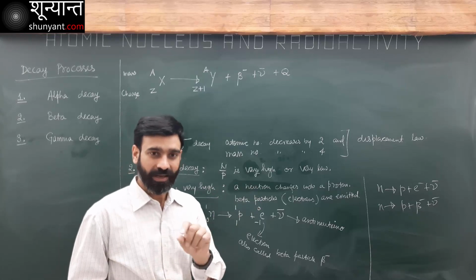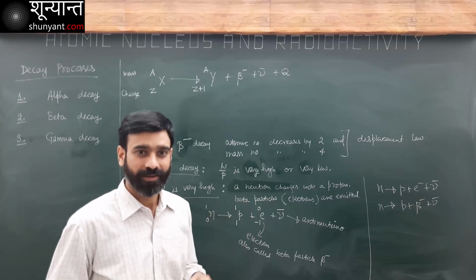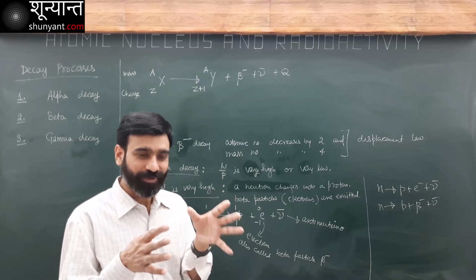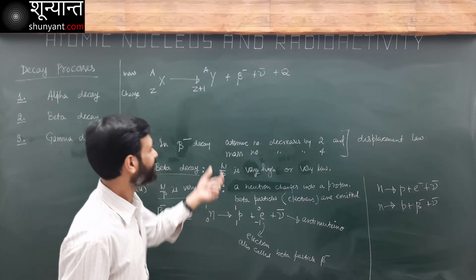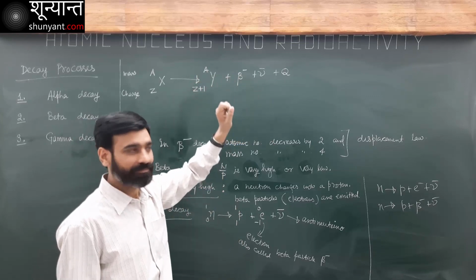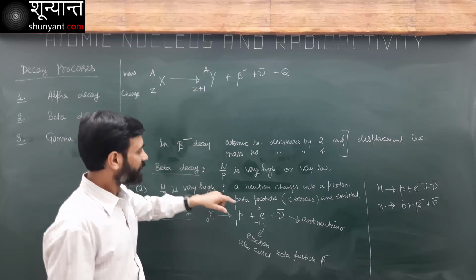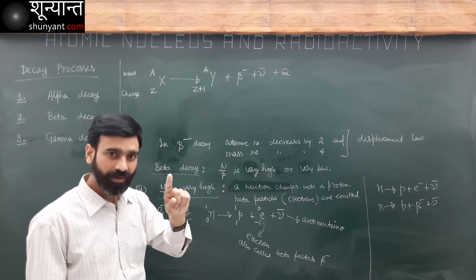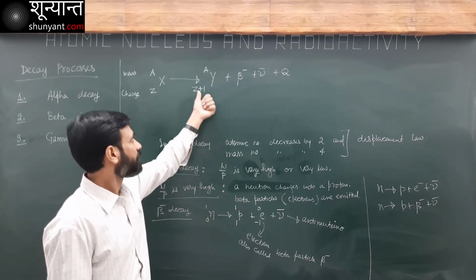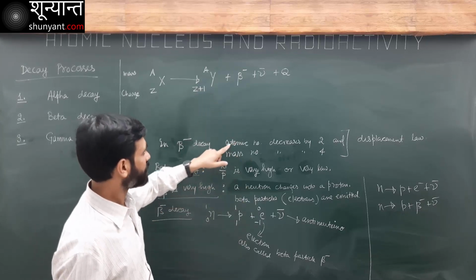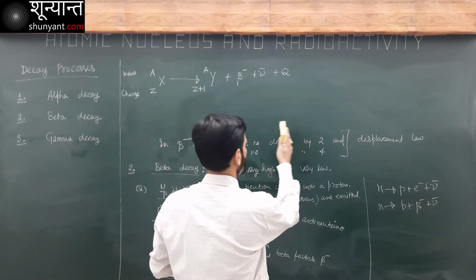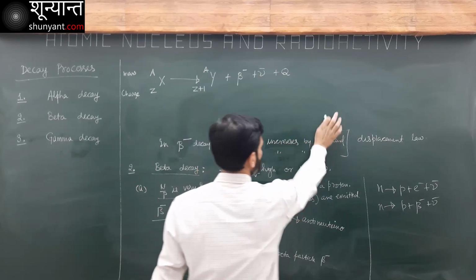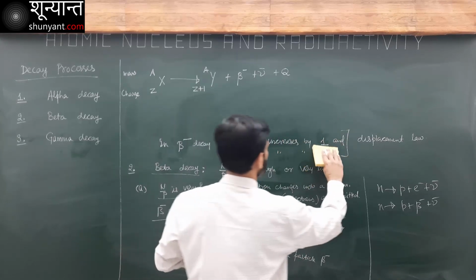In a bag, I have 5 red balls and 5 green balls. If one red ball changes into a green ball, the total number of balls remains the same. That means the mass number is going to be the same, but now I have one more proton. The number of neutrons has decreased by 1, the number of protons has increased by 1. So the atomic number increases by 1, and the mass number remains the same.